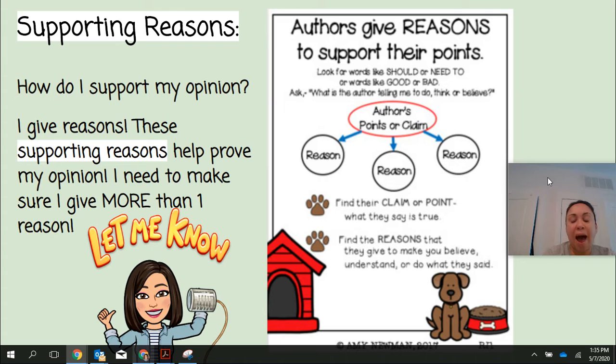Supporting reasons. How do I support my opinion? I give reasons, and these supporting reasons help prove my opinion. And I need to make sure that I give more than one reason. You can't just give one reason and say, oh, because I said so, because you have to give more information to the person who has read the book like you, who has maybe read the same passage as you, who's seen the same movie as you.